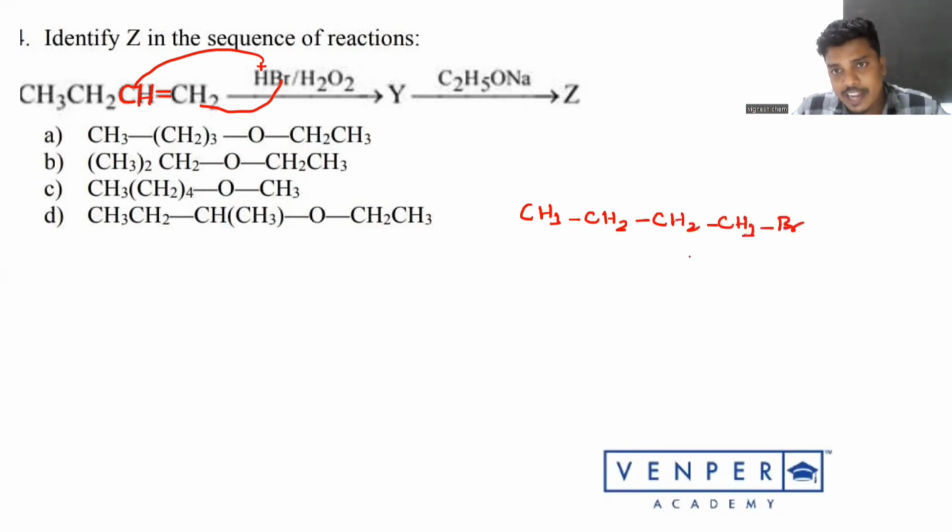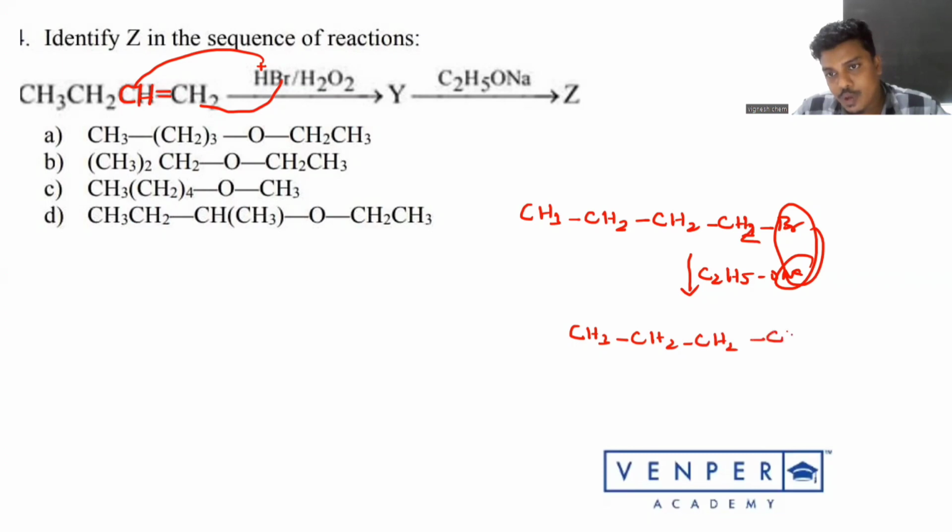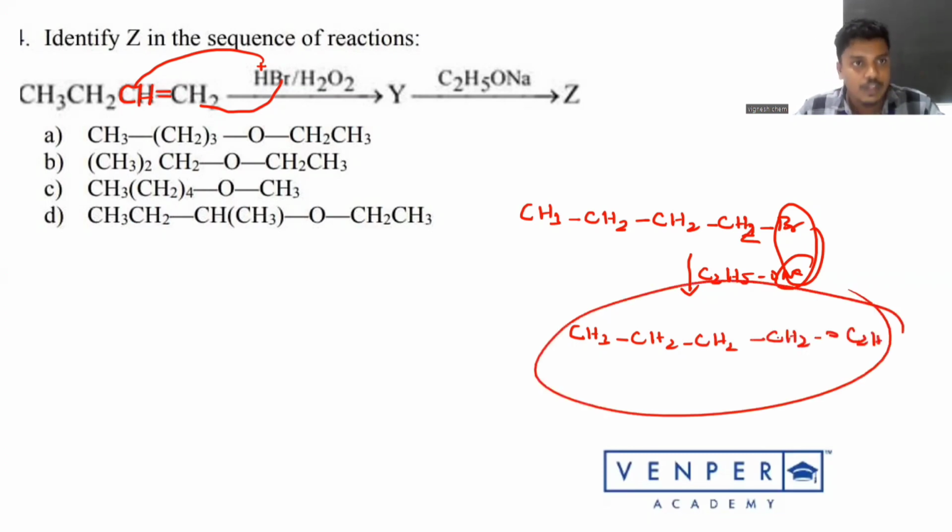Now I react with what? C2H5ONa. NaBr is going to be released, therefore CH3, CH2, CH2, CH2, O, C2H5. Therefore, what is the answer for this question? Tell me, what is this answer? Option B is correct, right? Not option B, right? Yes, option A is correct, because it is CH3 O C2H5.